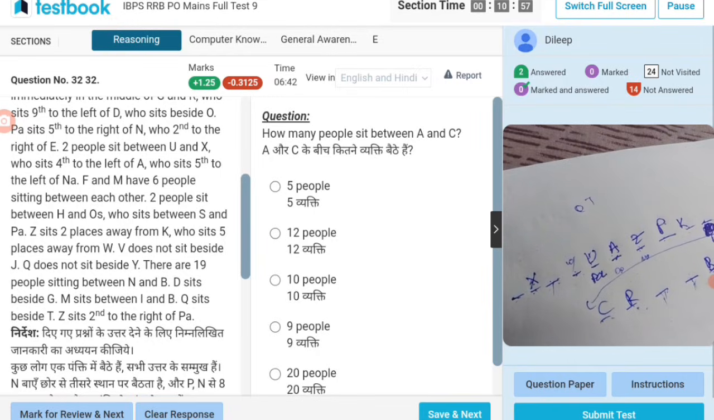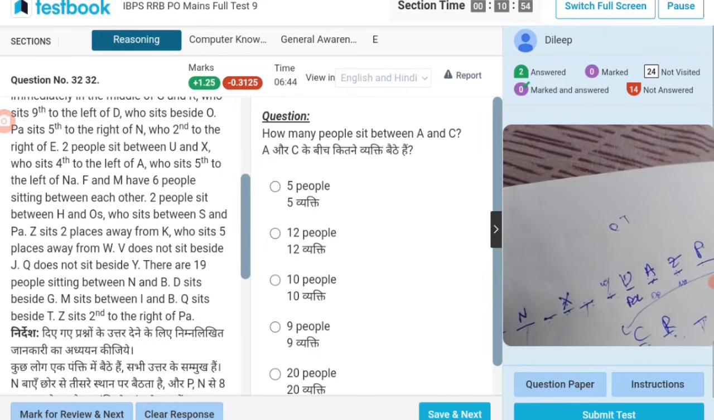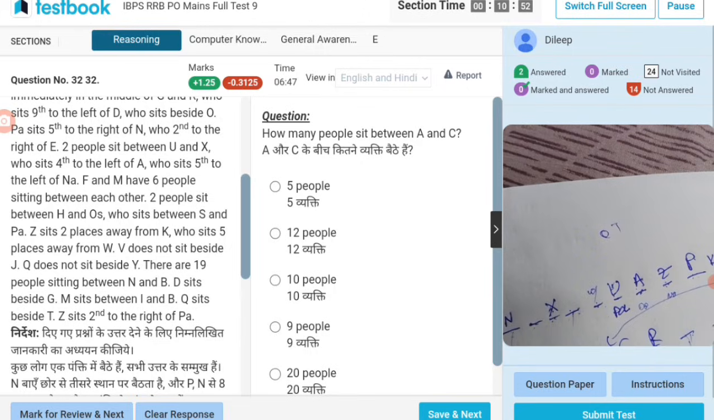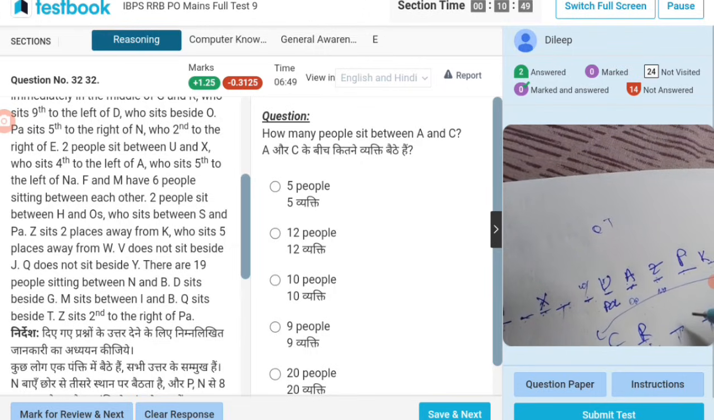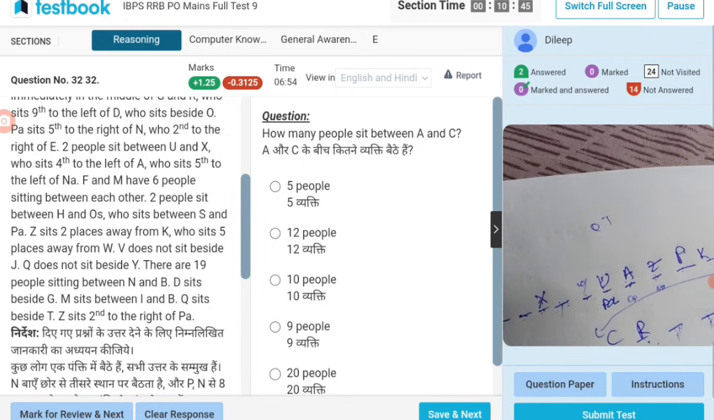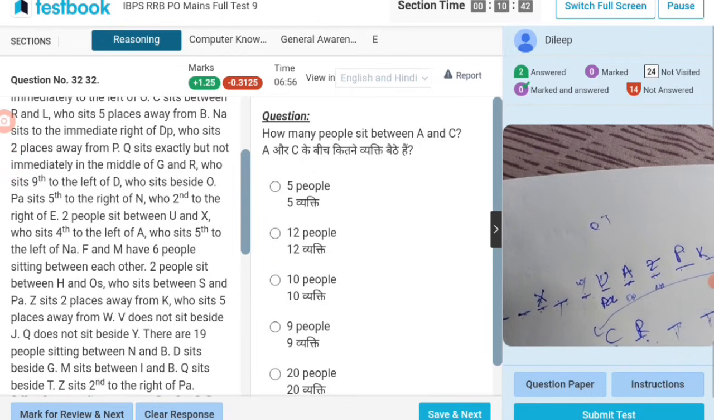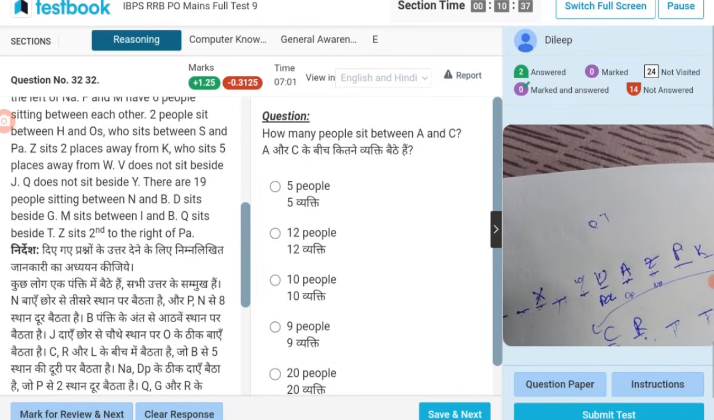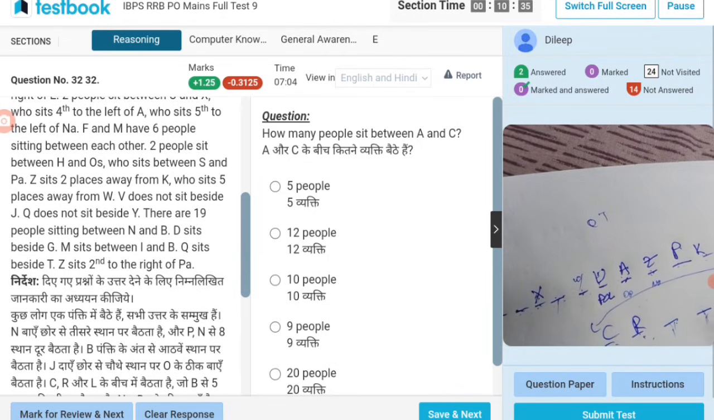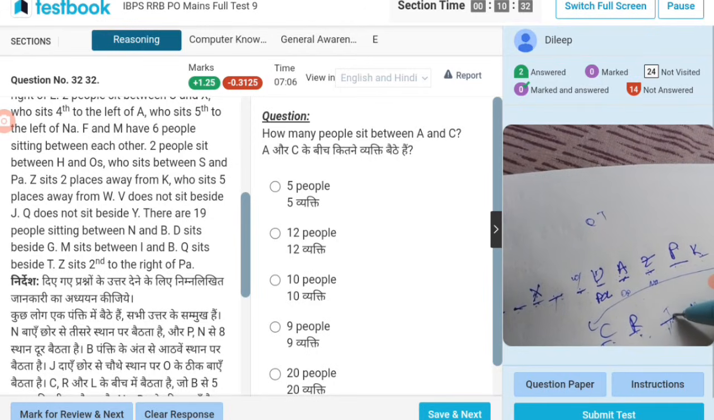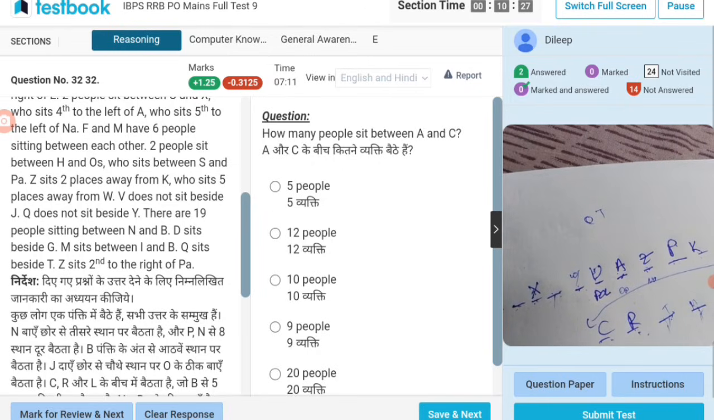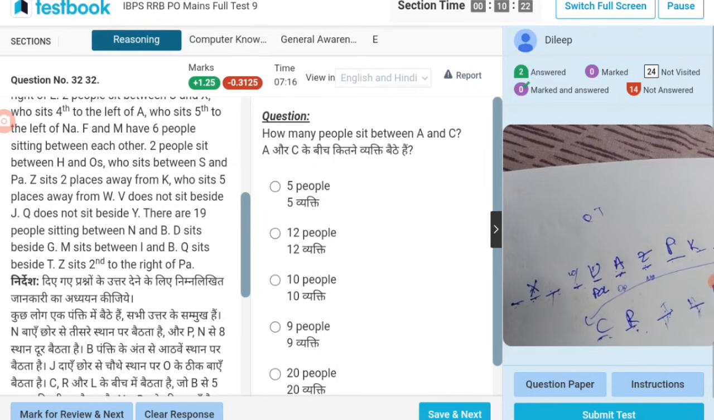Next, M is between I and B. So Z is second to the right of PA. F and M, 6 people. M is between. 6 people between F and M. 1, 2, 3. 3, 4, 5, 6, F.